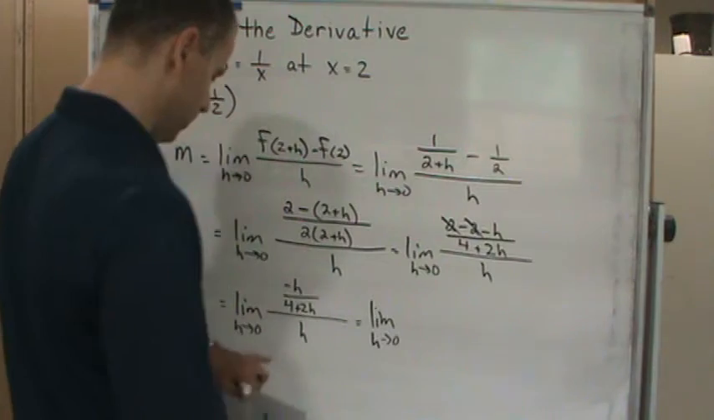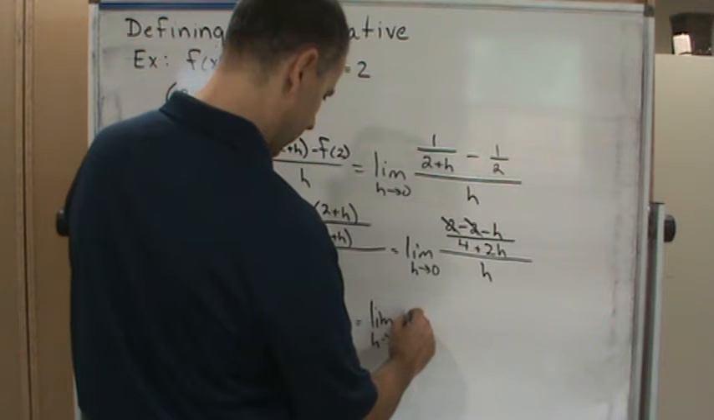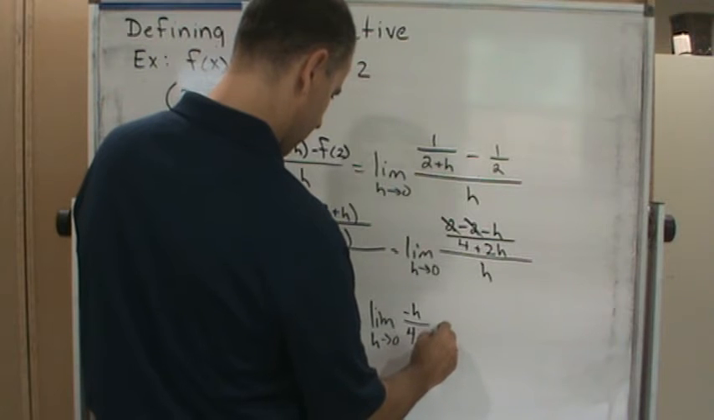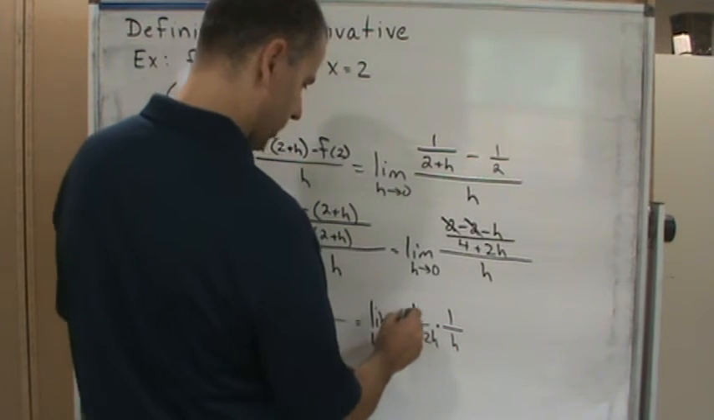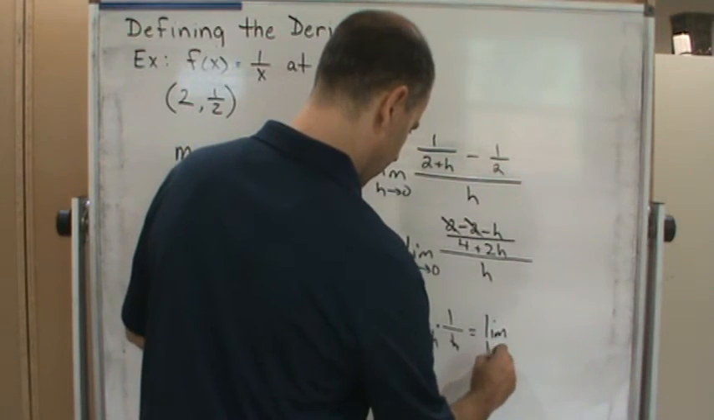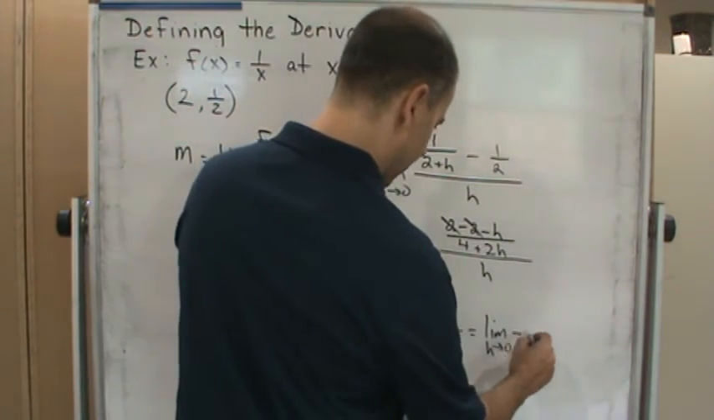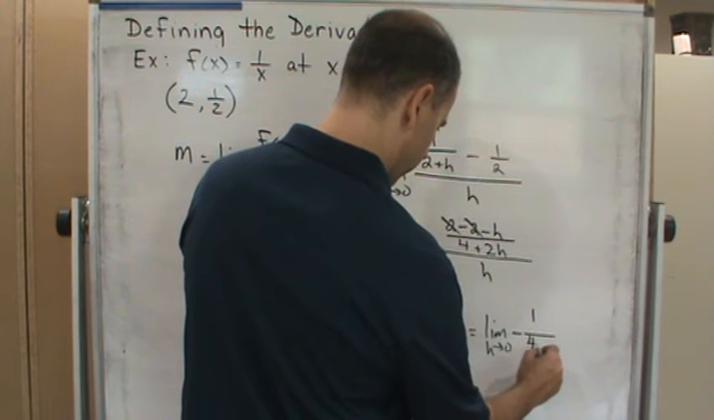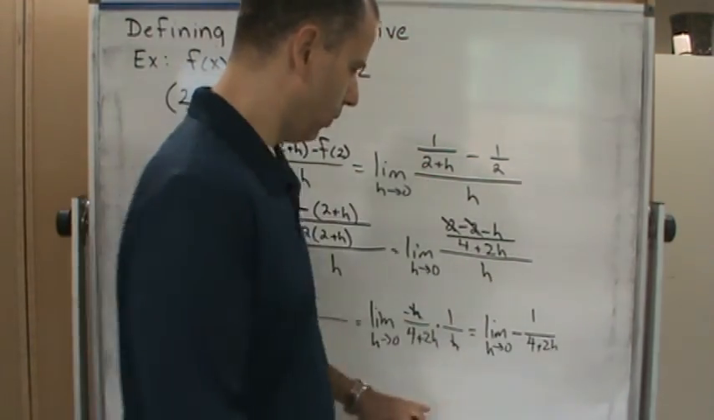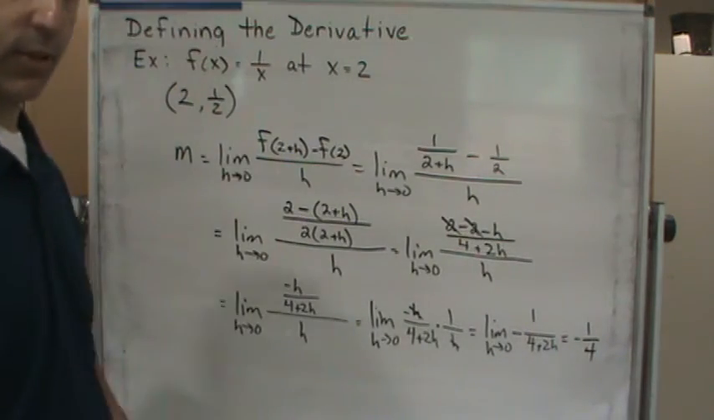Which then becomes the limit as h approaches 0 of, now I'm going to make this into a multiplication, negative h over 4 plus 2h times 1 over h. And then the h's cancel, and I end up with the limit as h approaches, excuse me, not infinity, approaches 0 of negative 1 over 4 plus 2h. As h approaches 0, what do I get? I get negative 1/4. And that's the slope.